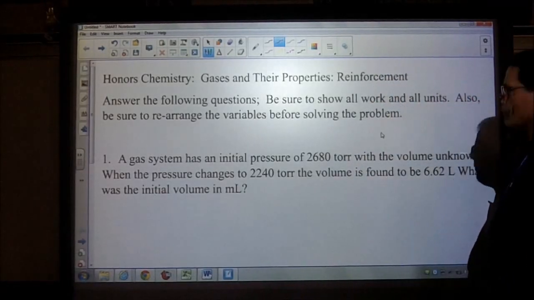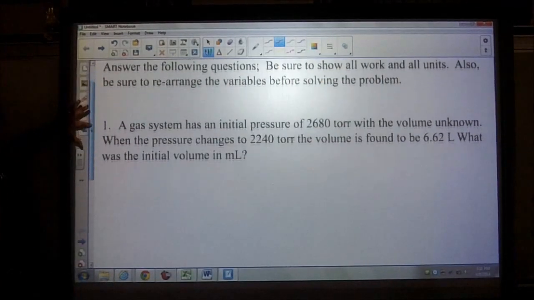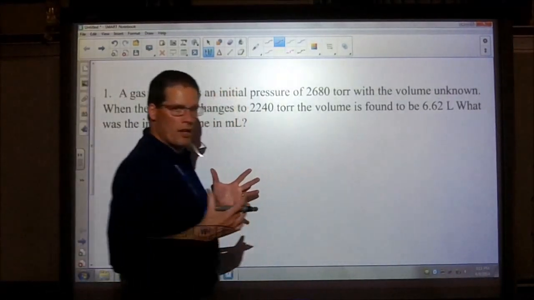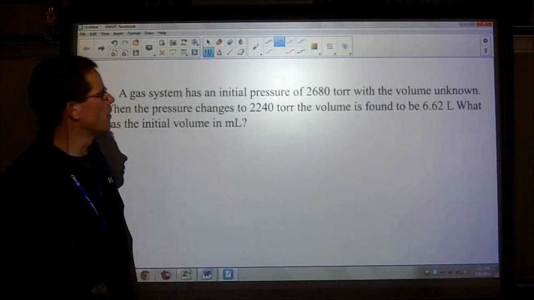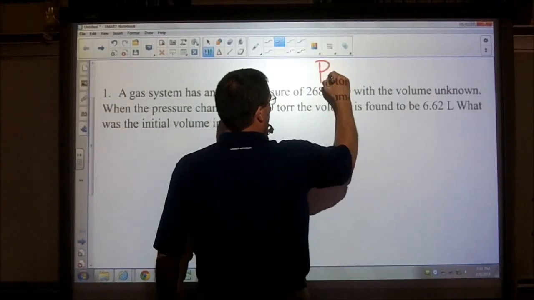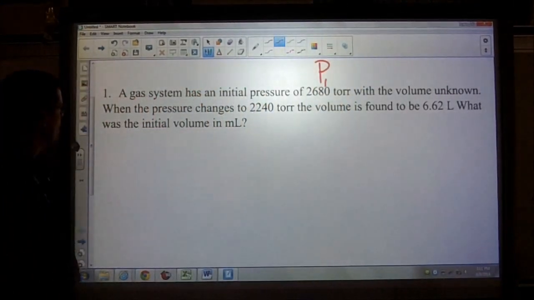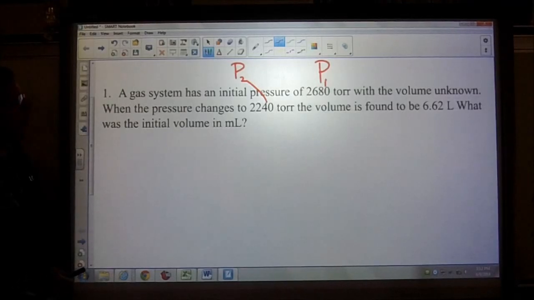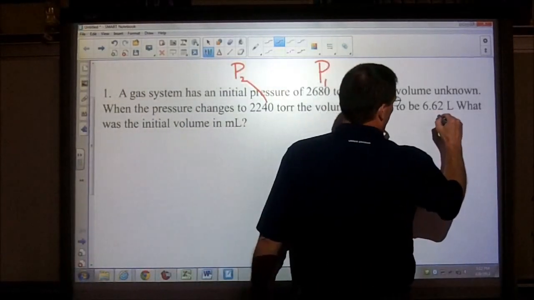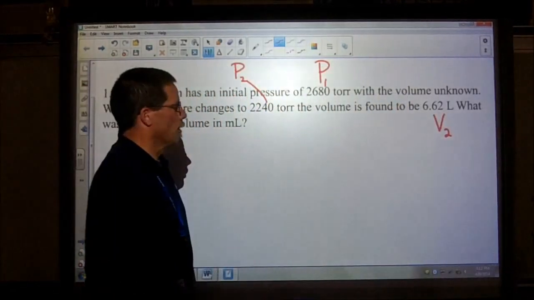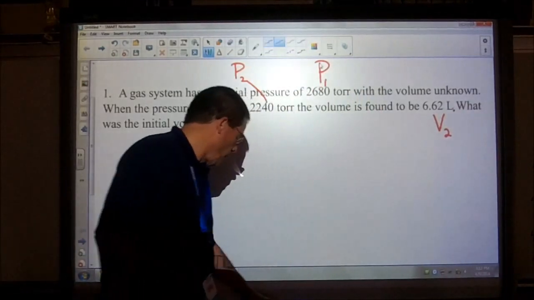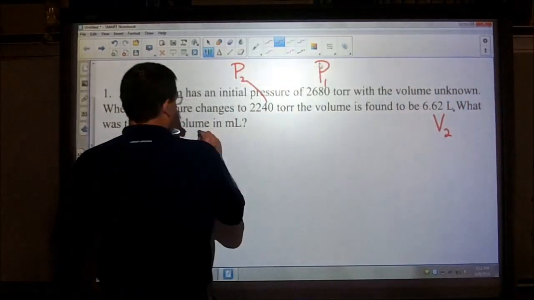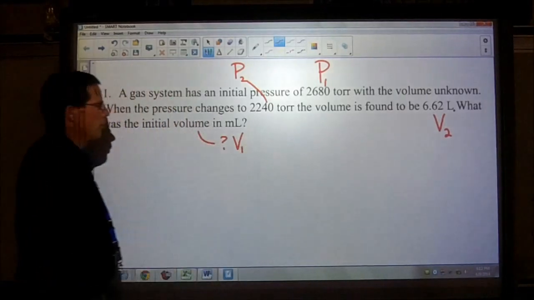Question number one. It says that a gas system has an initial pressure of 2,680 torr with a volume unknown. So again, we want to identify the variables as we see them as we go along, so let's note them. We have an initial pressure, so P1, with the volume unknown. When the pressure changes, we have a P2 of 2,240 torr, the volume was found to be 6.62, so we have a V2. The question is, what was the initial volume in milliliters? So we're looking for the initial volume.